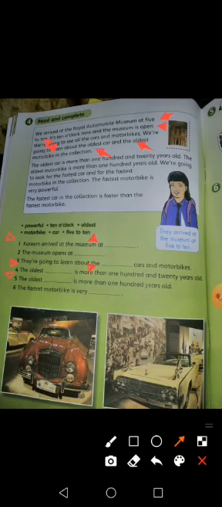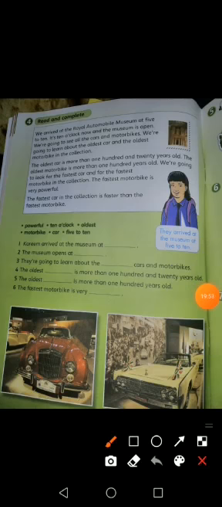So, number 4, the oldest, okay, is more than 120 years old. The oldest what? Oldest car or oldest motorbike more than 120 years old? It is the car, right? The oldest car is more than 120 years old, okay? But the oldest motorbike is more than what? 100 years old, okay?